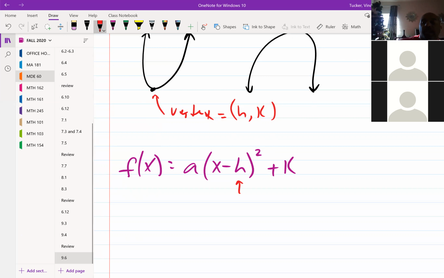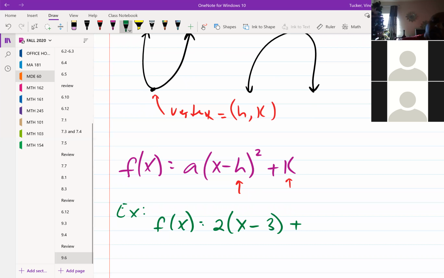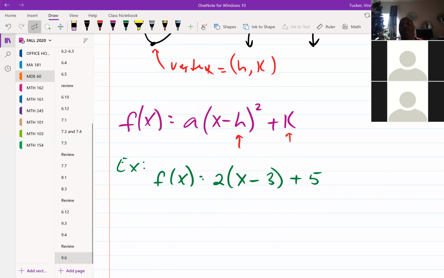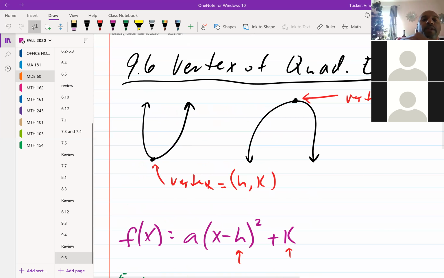This value right here is the first component of our vertex. This right here is the second component of our vertex. All right. Oh, I didn't write this. Let me write this too. Go back here.